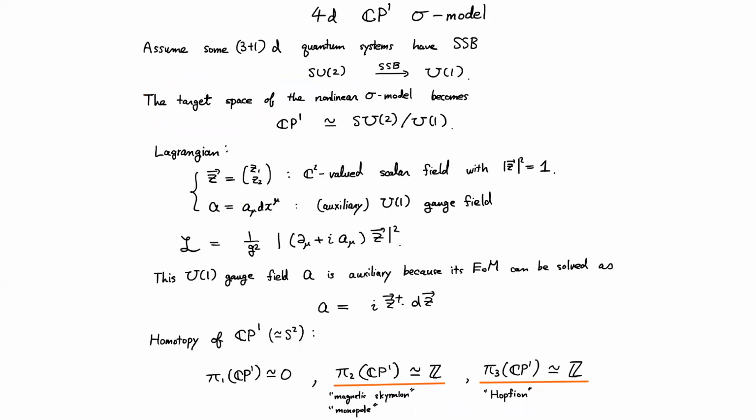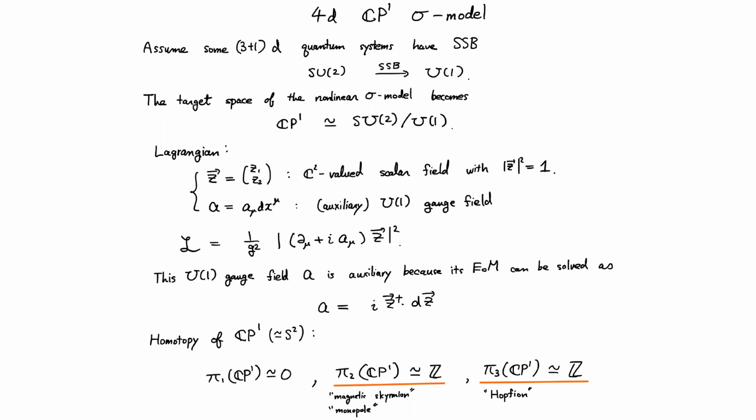And in order to give an interesting and subtle counterexample of this conventional wisdom, first I want to give a detailed explanation about the 4D CP1 sigma model. Assume that we are, for example, now having 3+1 dimensional space-time, and the quantum system is living on it.